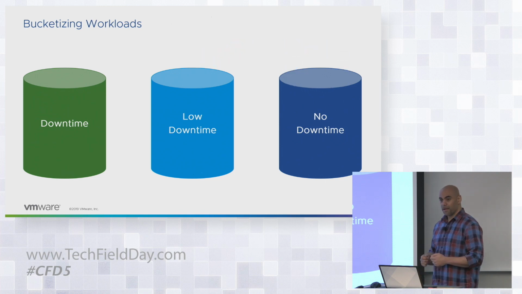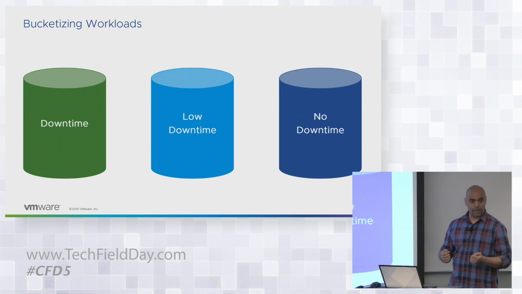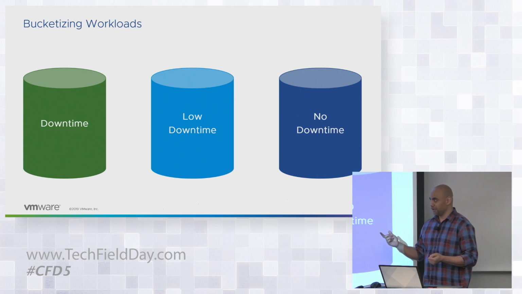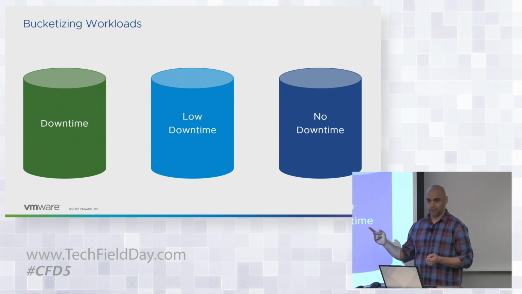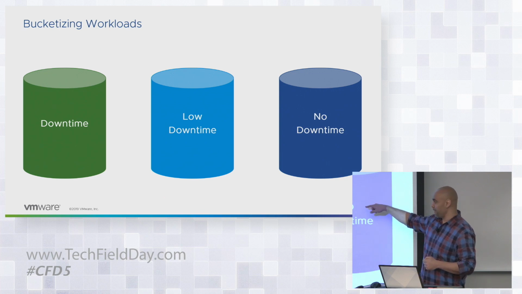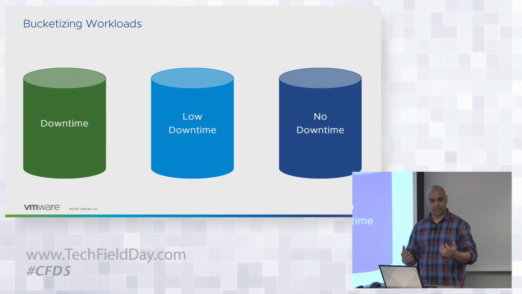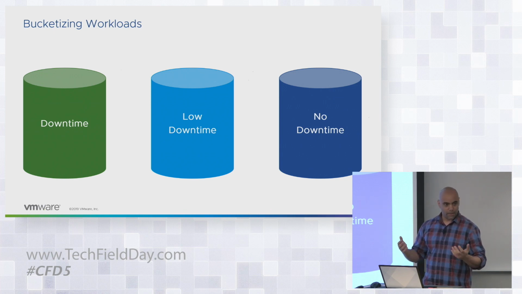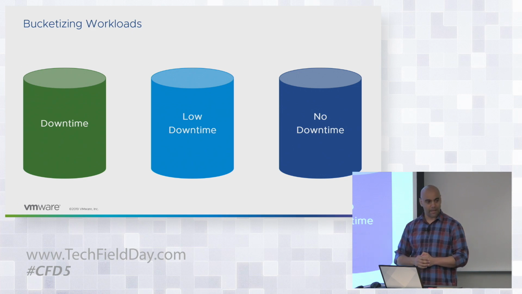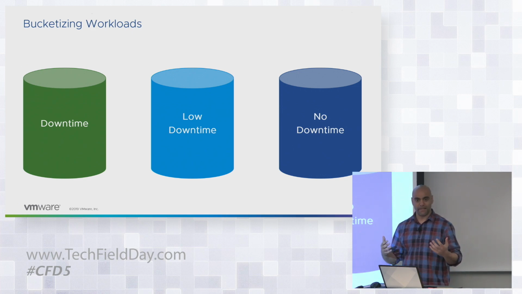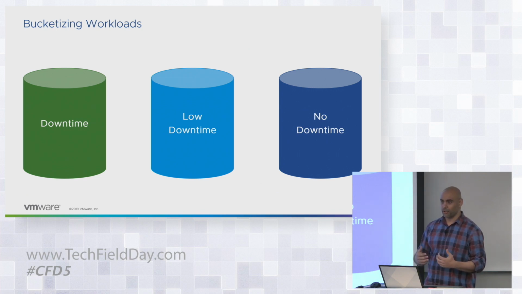And then we also have to be mindful of the dependencies. So you may have workloads that fall into downtime, but they have other dependencies that may fall into low downtime or no downtime. So then we kind of have to start thinking about, okay, does it make sense to just say that this app just needs no downtime because you have that one dependency that has that requirement? So there's things that you need to think about before just moving workloads.